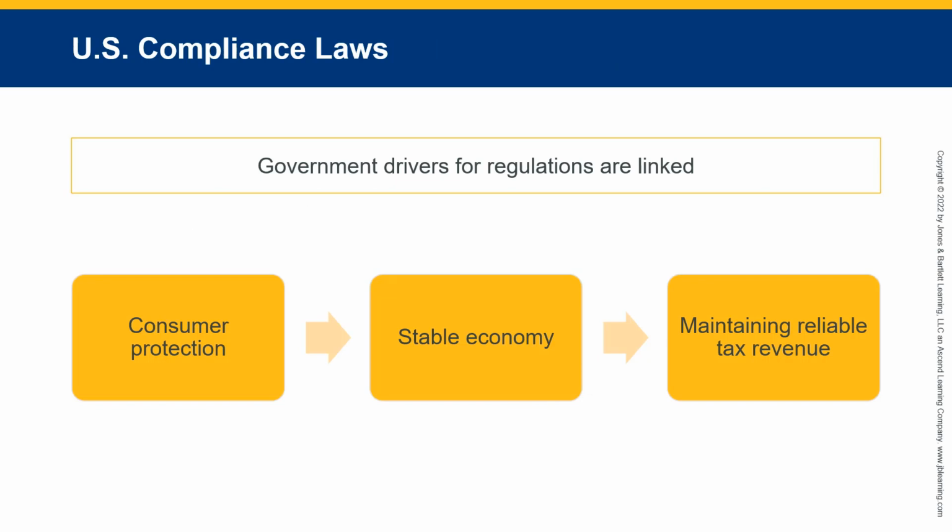Government drivers for regulations are linked to consumer protection, stable economy, and maintaining reliable tax revenue. Consumer protection makes markets work for both businesses and consumers. Consumers need to be able to obtain accurate, unbiased information about the products and services they purchase. This enables them to make the best choices based on their interest and prevents them from being mistreated or misled by businesses.